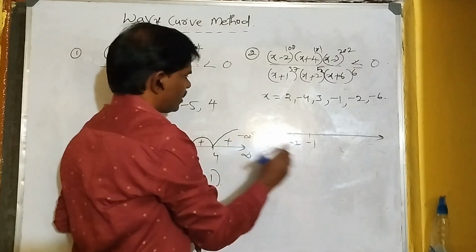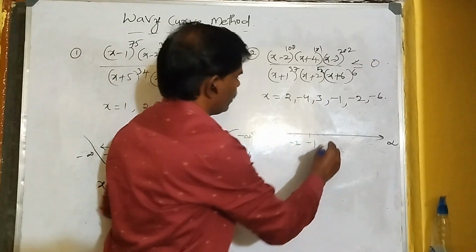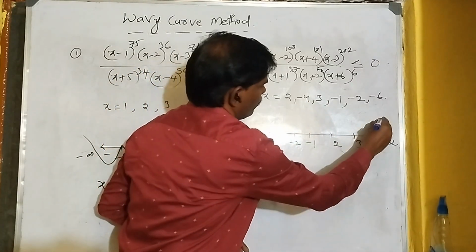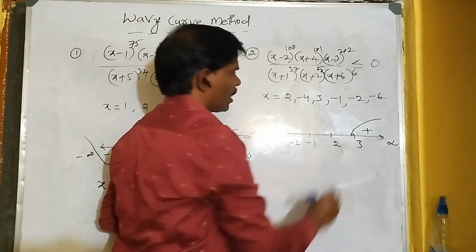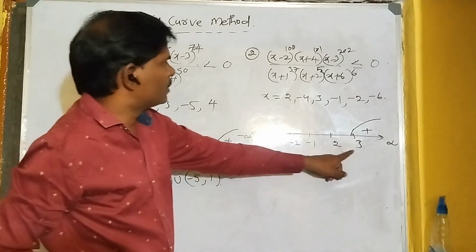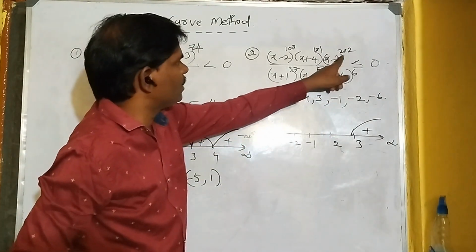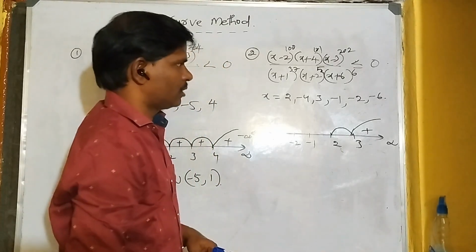This is minus infinity and this is plus infinity. Remaining values are 2 and 3. The part on the right is plus. Start the wavy curve from plus onward. Next, 3. Where is the 3? 3 has power 202, which does not change the curve.